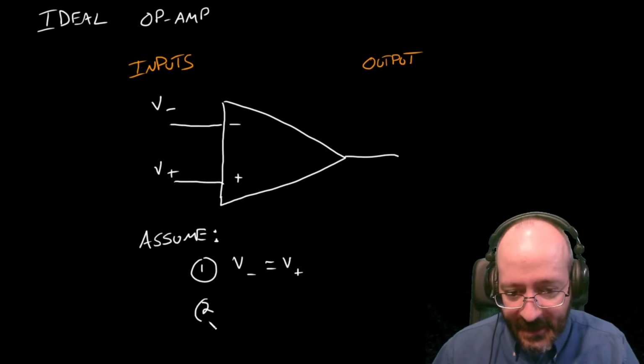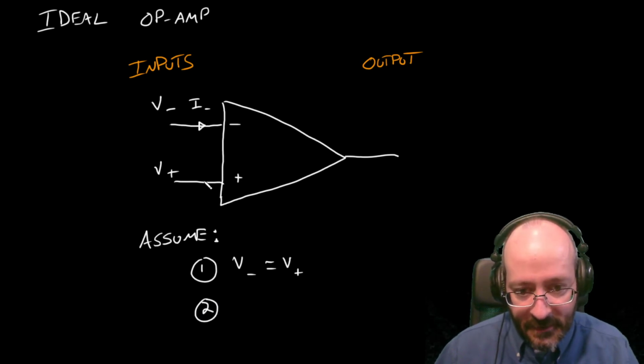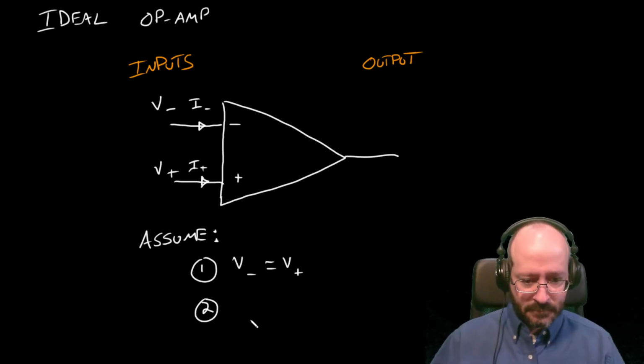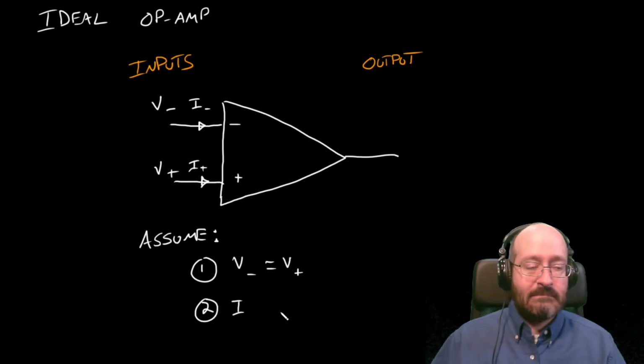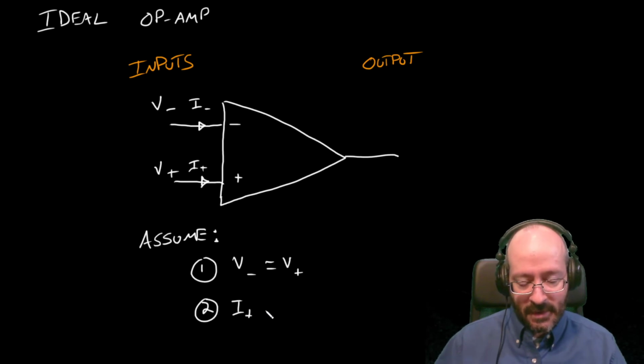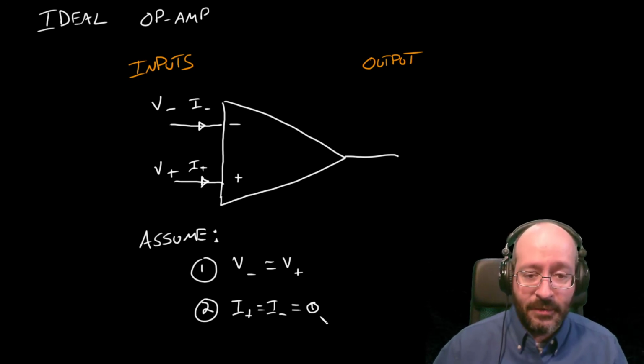Second assumption, and this can be drawn either way. Let's call that the current there and the current here, I minus and I plus. Those currents don't exist. There's nothing going in or out of the inputs. So the current I plus and the current I minus for the minus terminal are both equal to 0. That's handy because we can write KCLs for those nodes.